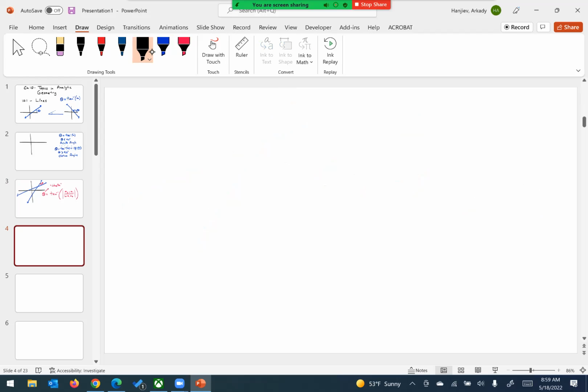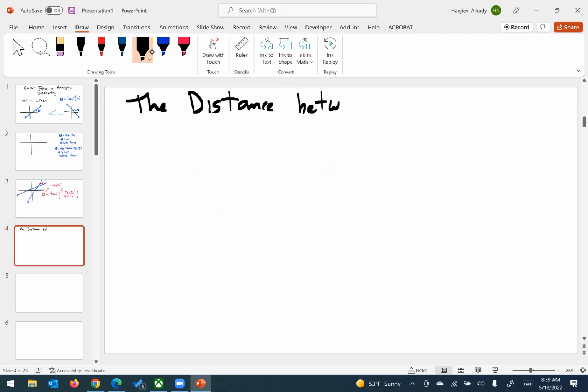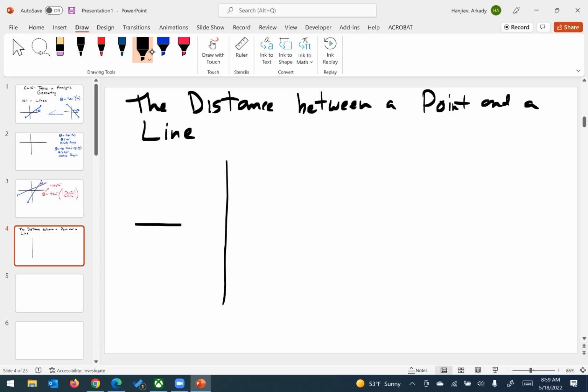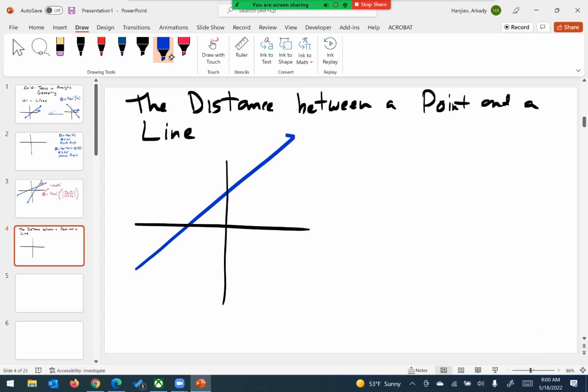Okay, now we got one last thing, which is the distance between a point and a line. So I can spell distance between a point and a line. Okay, so what are we looking at? We're looking at something like this right here. I have a line that's coming like this. And I have a little dot that's right there, just sitting there in space.